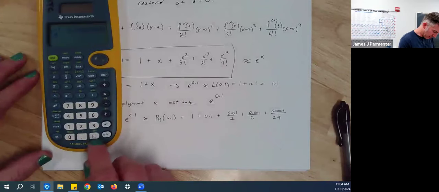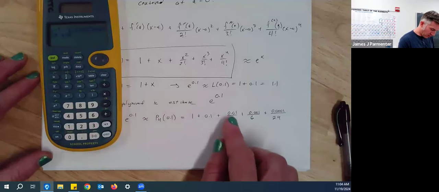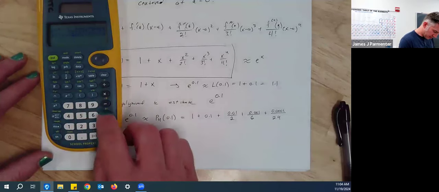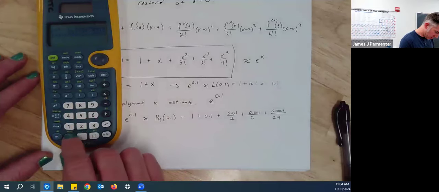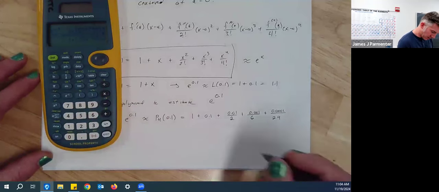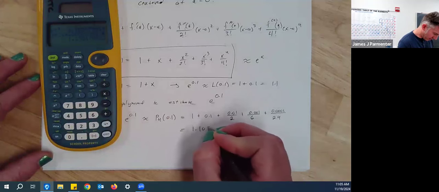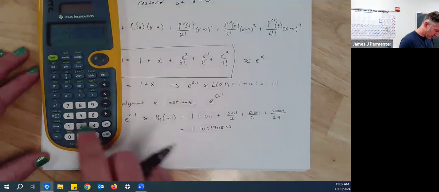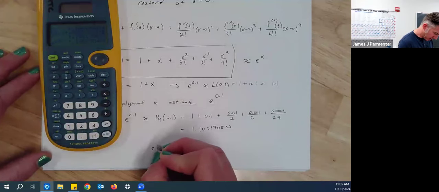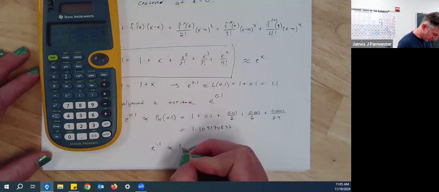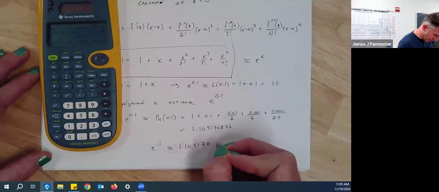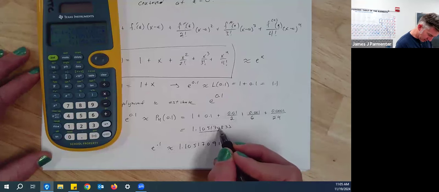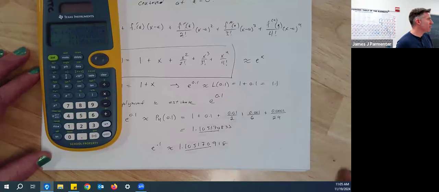So 1 plus 0.1 plus 0.01 divided by 2 is 0.05 plus 0.001 divided by 6 plus 0.0001 divided by 24. We get about 1.105170833, compared with the actual value of e to the 0.1, which is on the calculator. Wow, we're very close. It's approximately 1.105170918. So we're good to the first what? 1, 2, 3, 4, 5, 6 decimal places. Not too shabby.